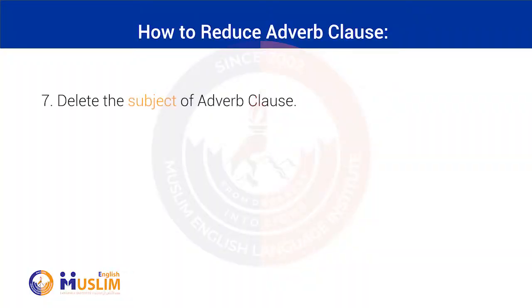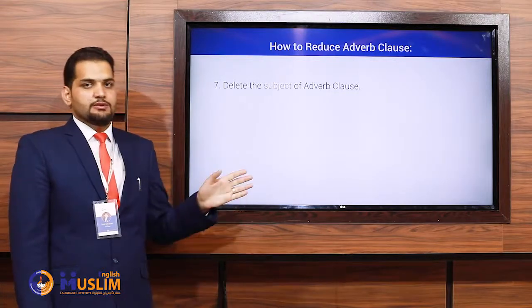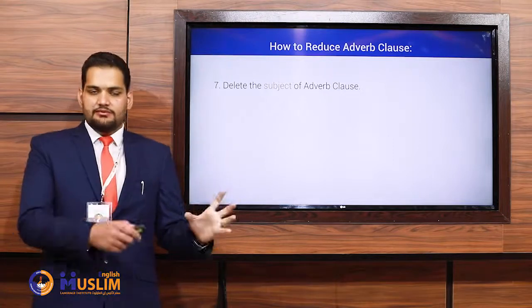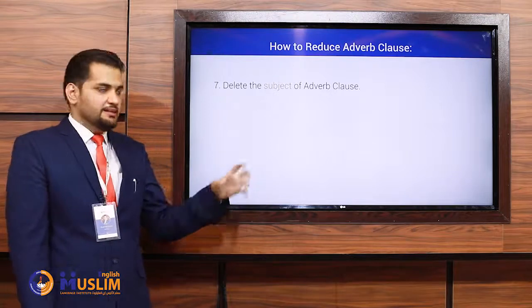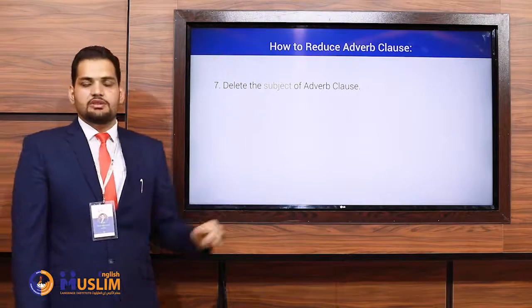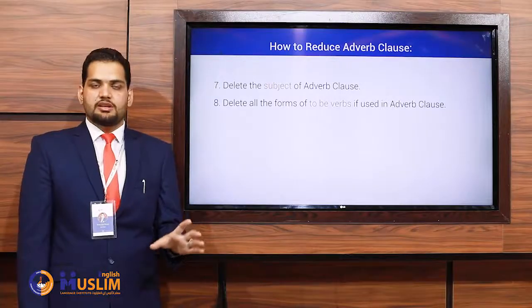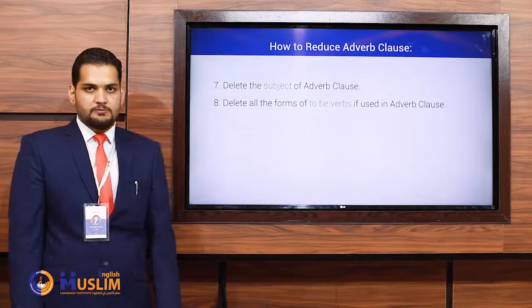Number seven, delete the subject of adverb clause. It's one of the most important steps. Once you confirm that the subjects are the same, the subjects of the adverb clause and the main clause, and one of those markers is used, then you have to delete the subject of the adverb clause. Number eight, delete all the forms of to be verbs if used in adverb clause. If there is any to be verb, just delete it from the adverb clause in the process of reduction.